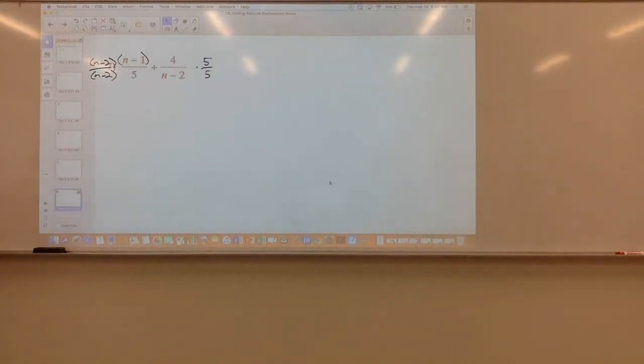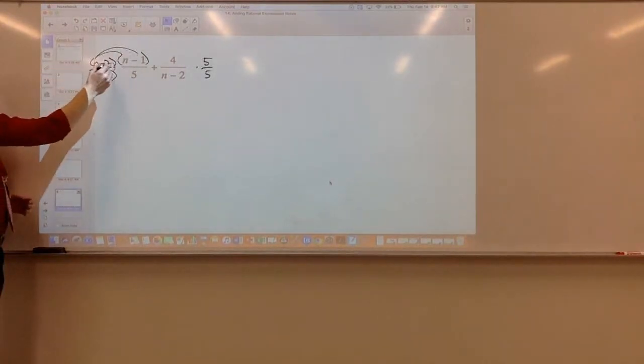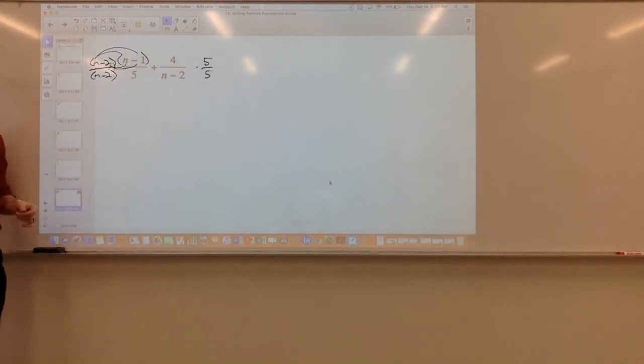So, we want to do the same thing. We want to multiply out the numerators and add them together. How do I do n minus 2 times n minus 1? Yeah, we're doing foiling or double distribution. You may have heard either of those terms. So I need to multiply every term by every term.